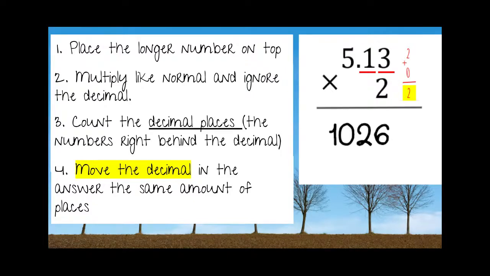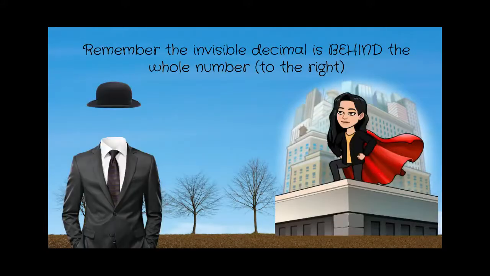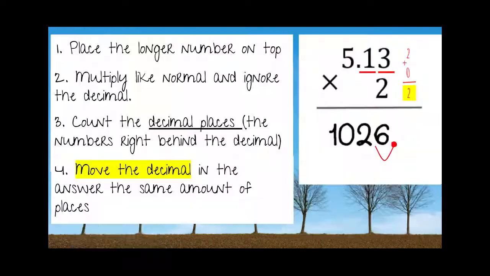So wait a minute, where's my decimal? Oh yeah, it's at the end. It's invisible. I remember that the invisible decimal is behind the whole number. Remember how being invisible is like a superpower? And superheroes wear capes? The cape is behind me. So the decimal is behind the number.